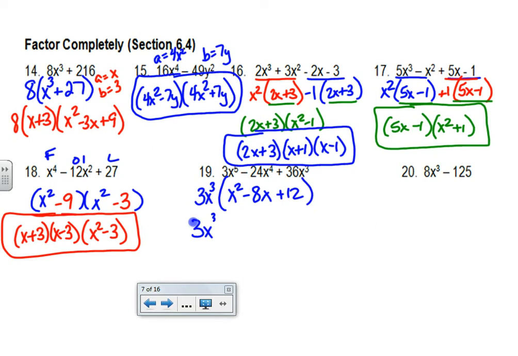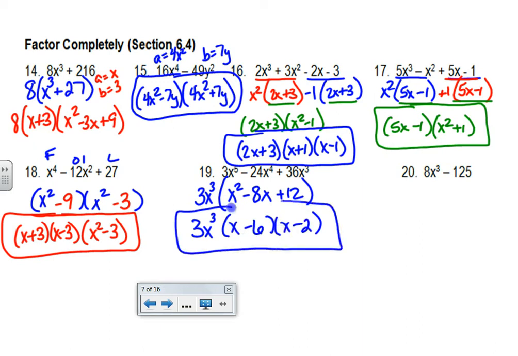Now what's left in the parentheses is just a basic trinomial. We should be able to factor that pretty quickly. I'm thinking x minus 6, x minus 2, with the 3x to the 3rd out in front. That does not move.